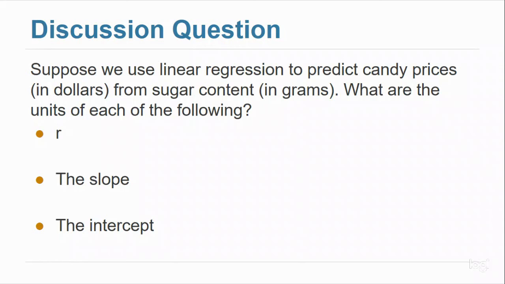Here's a discussion question just to get our minds working before we switch over to the demonstration. Suppose we use linear regression to predict candy prices in dollars from sugar content in grams. What are the units of each of the following? Take a moment, pause the video, think about your answer, and then we'll resume in a moment.